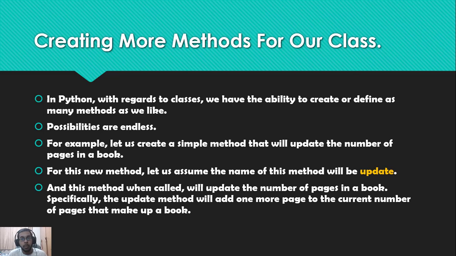Creating more methods for our class. In Python, with regards to classes, we have the ability to create or define as many methods as we like. Possibilities are endless. For example, let us create a simple method that will update the number of pages in a book. For this new method, let us assume the name of this method will be update, and this method, when called, will update the number of pages in a book. Specifically, the update method will add one more page to the current number of pages that make up a book.